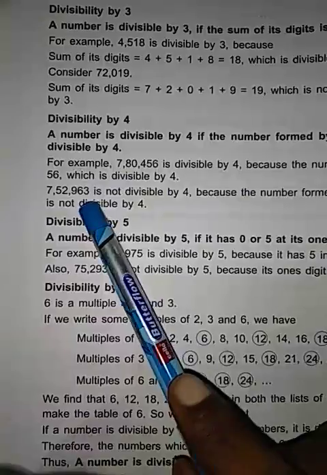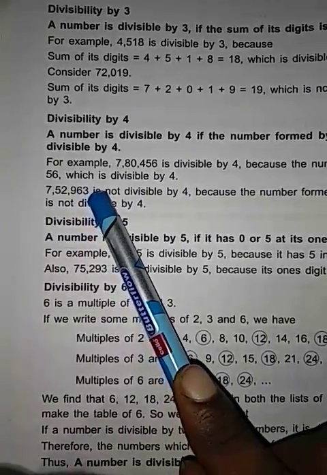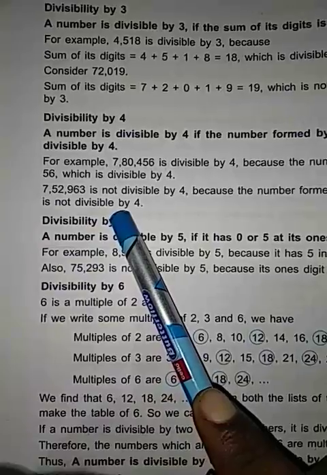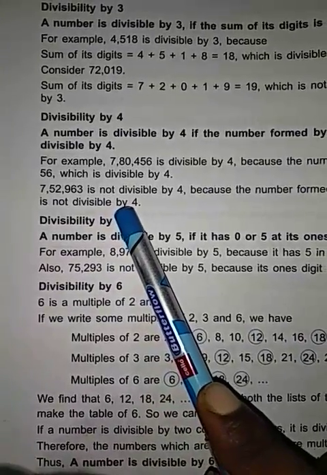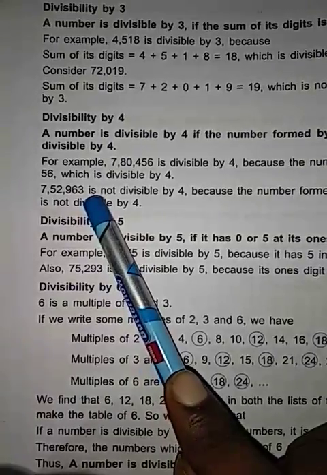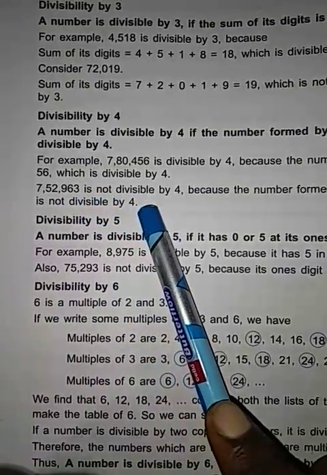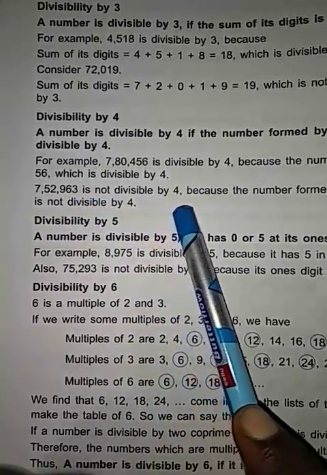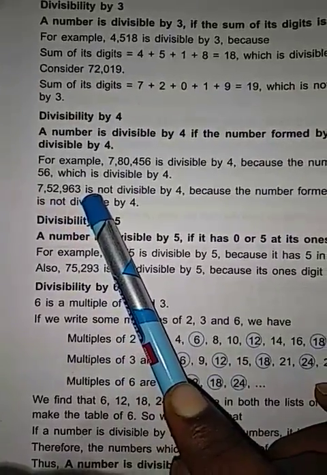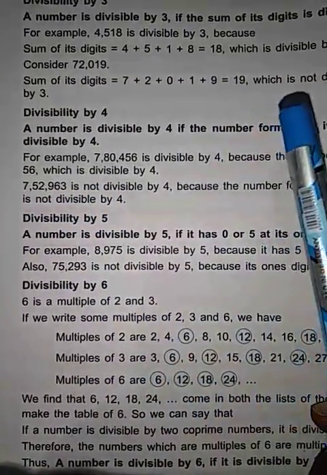7,52,963. Now the digit at the unit place is 3 and the digit at the tens place is 6. The number formed by the unit place and tens place digits is 63. Now divide 63 by 4. You see that 63 cannot be divided by 4. So the number 7,52,963 is not divisible by 4.